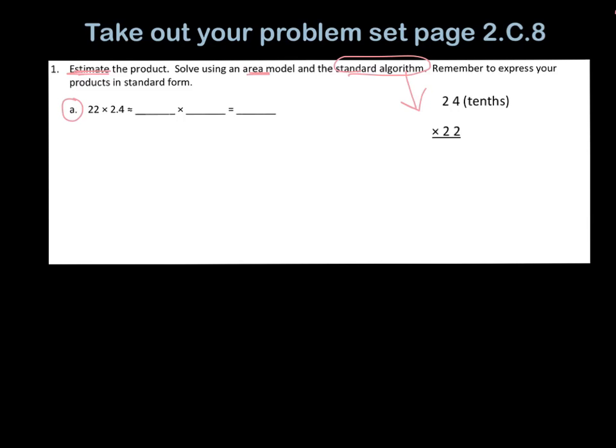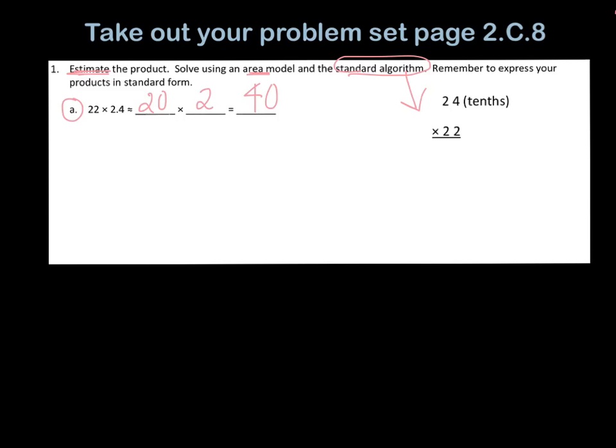So let's look at problem A. It asks us to first estimate, about what product should we get. So we have 22 times 2.4. So 22 is about 20, and 2.4 is about 2. And then 20 times 2 is 40. So our product of 22 and 2.4 should be about 40. It shouldn't be 400 or 4,000. It should be 40. Now we're going to solve using an area model, and we did a little bit of practice from the previous lesson, but I'm going to show you again.